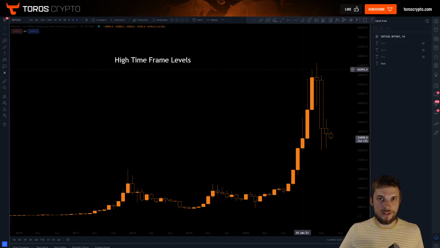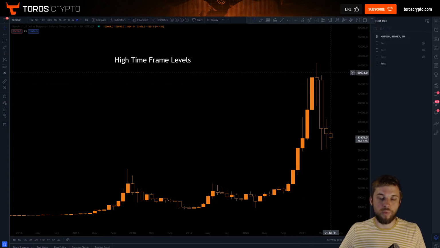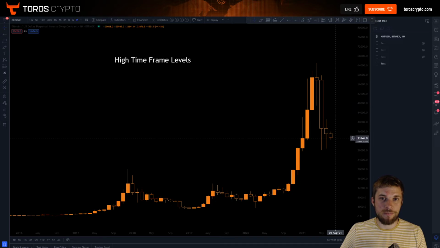is valid on absolutely any asset, whether you like to trade Bitcoin, whether you like to trade altcoins, whether you trade Forex, gold, oil, stocks, any single asset. This is one of the most important things you can do on a chart, and is the first thing that you should be plotting whenever you open up the chart. Okay. So first of all, what are these levels?